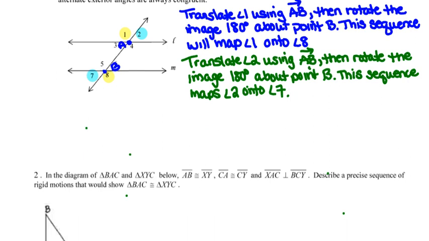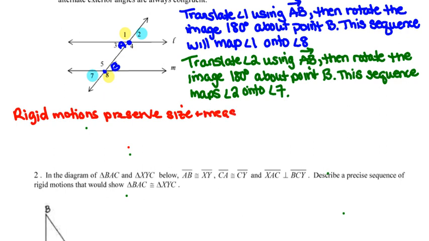All right, so now I have to have my concluding sentence that says what I did and how come. I'm going to start by saying rigid motions will always preserve size and angle measure. So nothing you haven't heard before. Since there exists a sequence of rigid motions mapping the alternate exterior angles onto one another, they must be congruent. So I'm going to say B/C for because.